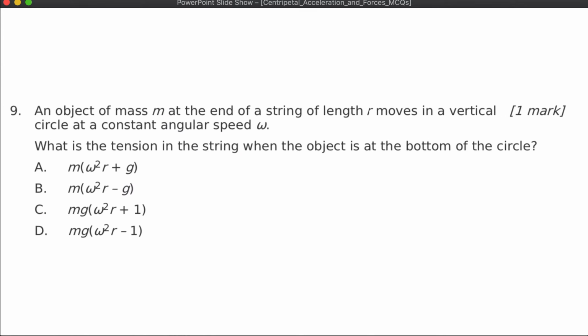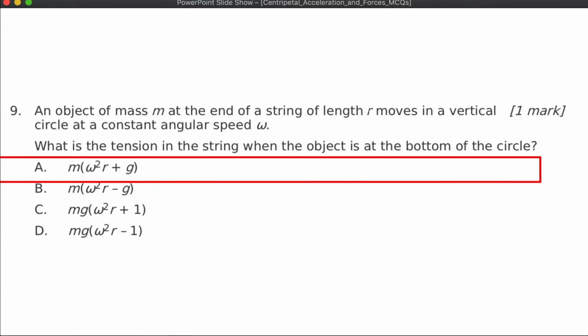Last two related ones here. Again, we're going in a vertical circle. We're looking at our answers in terms of our tension and weight again. Thinking at the bottom of the circle, again, the tension and the weight are in opposite directions. So tension take away weight is our resultant force, and our resultant force is the centripetal force.